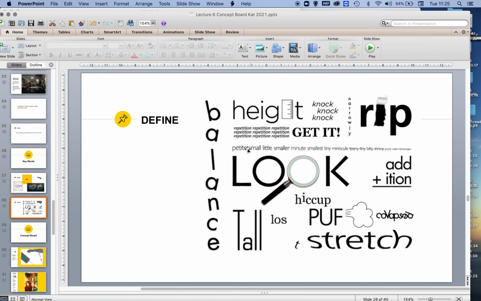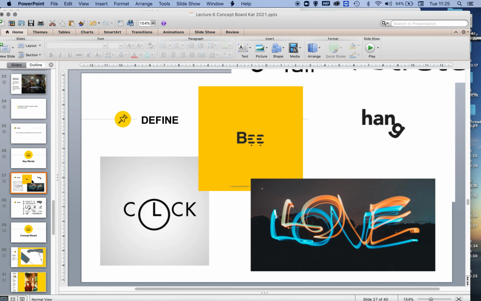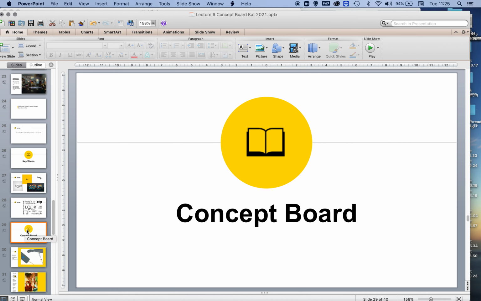So here we have some more illustrated keywords. You are going to do 5 keywords that visually represent your idea. So you can use these as a way to understand what an illustrated keyword is. However, you will choose your 5 keywords for your idea. And the point of those is to pin down and to show your idea. So you're deciding your idea and then you're showing it and developing it through those keywords. So that's one task. And then you'll have your concept board.